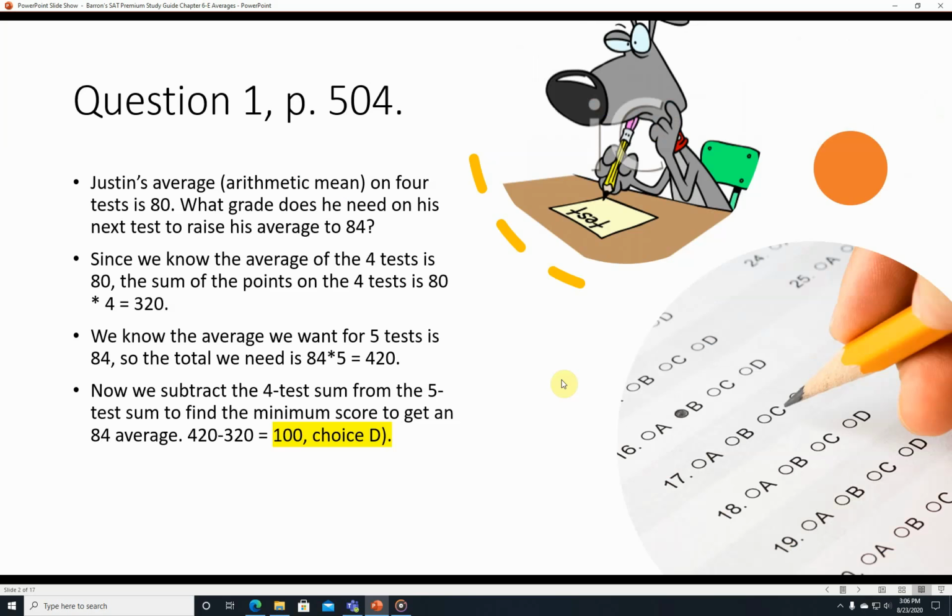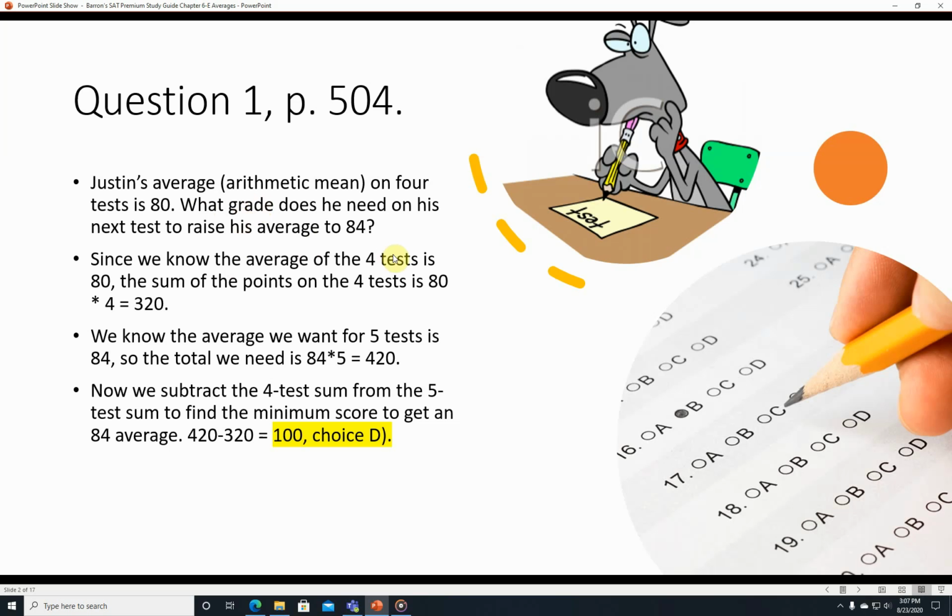All right, question 1, page 504. Justin's average or arithmetic mean. They will always give you both terms in average problems because they don't want anyone saying, oh, my math teacher only ever taught these using the phrase arithmetic mean and not average, or vice versa. So everybody knows what that is. On 4 tests is 80. So his average on 4 tests is 80. What does he need on his next test to raise his average to an 84?